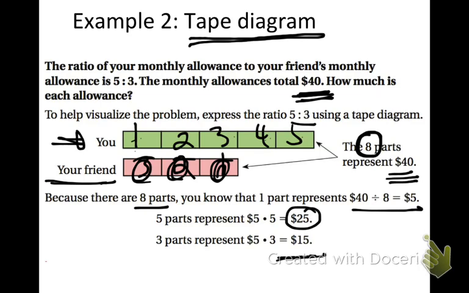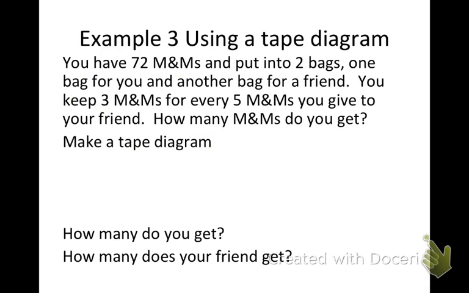So let's try another one. Again, if you want to copy this down and then pause me while you do that, and when you're ready to listen, you can just go ahead and listen. So you have a total of 72 M&Ms, and you put them into 2 bags. One for you and one for your friend.